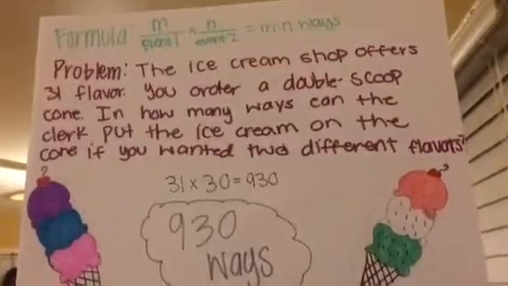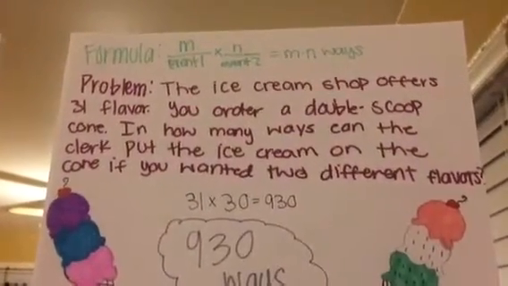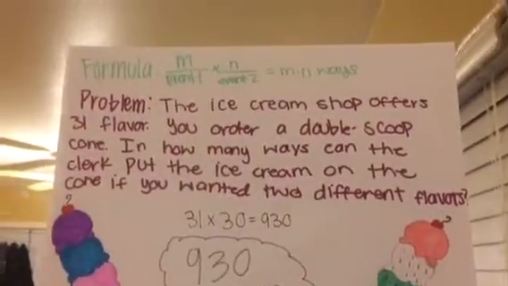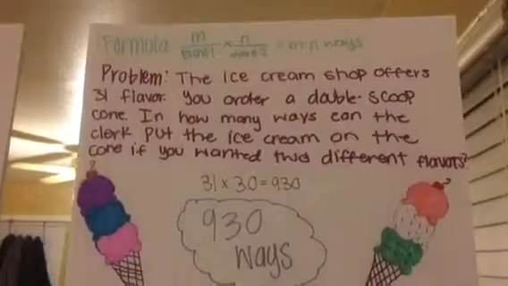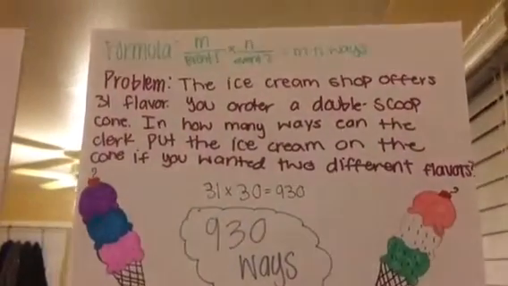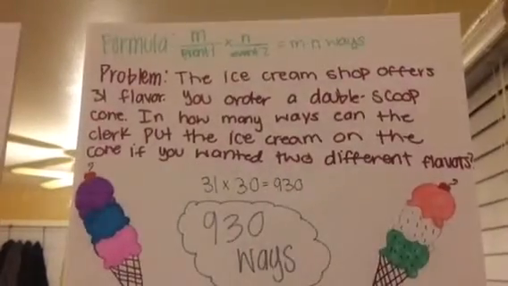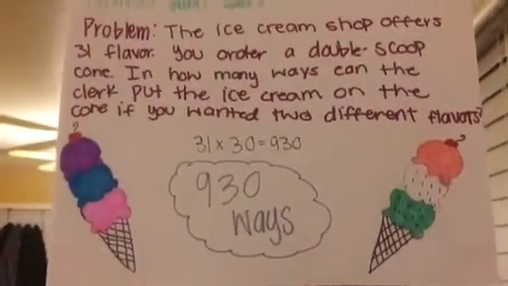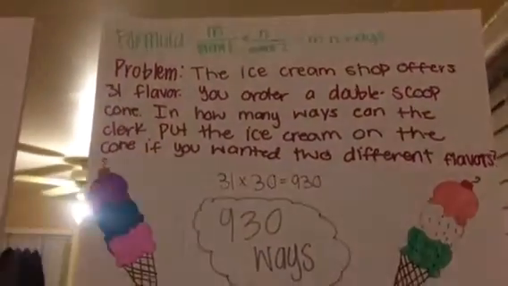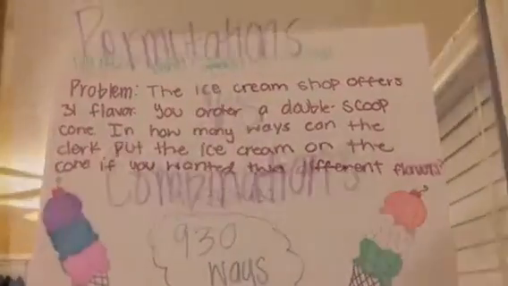So the problem we're presented with here is the ice cream shop offers 31 flavors. You order a double scoop cone. In how many ways can the clerk put the ice cream on the cone if you wanted 2 different flavors? Since you have to do m times n, there are 31 flavors available for the first scoop, and then there are 30 flavors available for the second scoop. So the possibilities are 31 times 30, which is 930 ways.